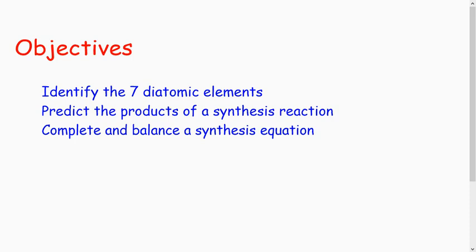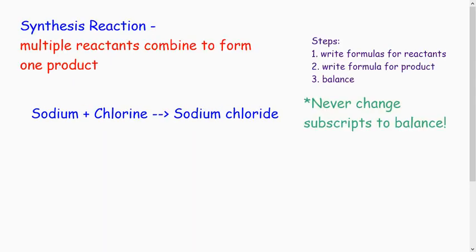By the end of this video, you should be able to identify the 7 diatomic elements that were introduced in the last lesson, predict the products of a synthesis reaction if those reactants are going to be forming an ionic compound. You will not be able to predict which product would form if it's going to be a covalent compound. And then complete and balance a synthesis equation.